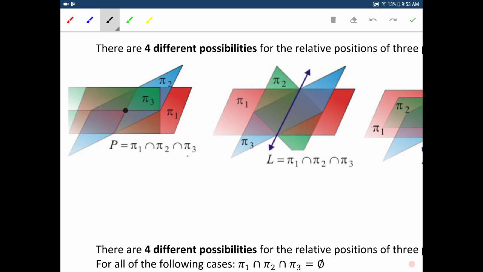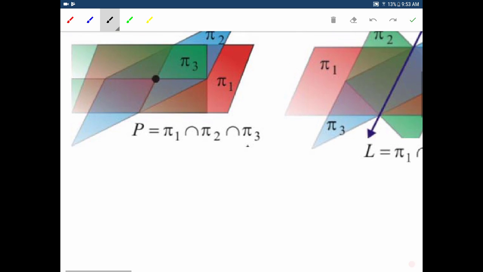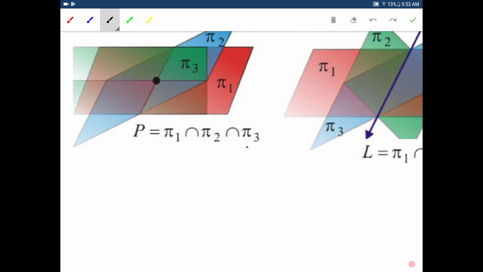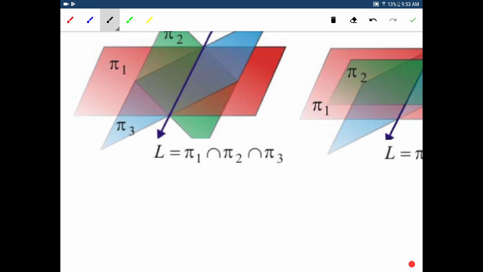Okay. So the first possibility is that we have a unique solution. This is where they all cross at exactly one point. So this is our unique solution. That's the nicest one. But then we've got 3 possibilities where there are an infinite number of solutions.